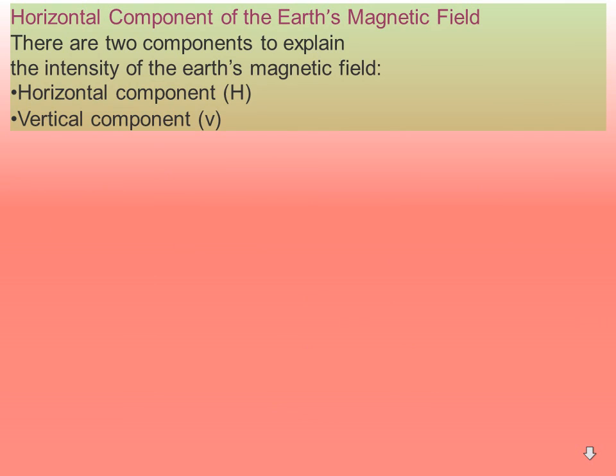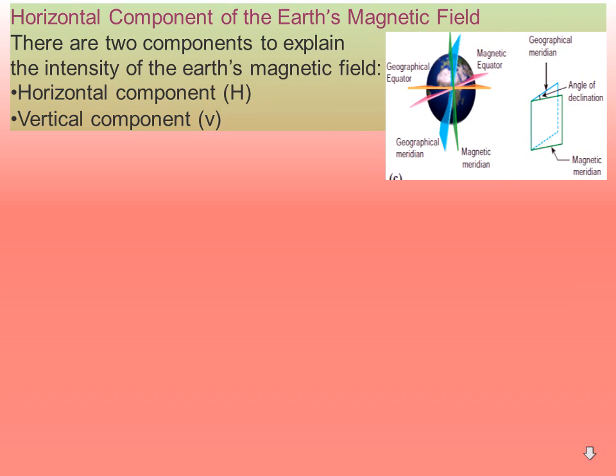Now let's see the horizontal component of the Earth's magnetic field. There are two components to explain the intensity of the Earth's magnetic field. One is the horizontal component H, another one is the vertical component V. In this picture you can see the geographical equator, the magnetic equator, the geographical meridian and the magnetic meridian. They differ slightly, and this shows the angle of declination.